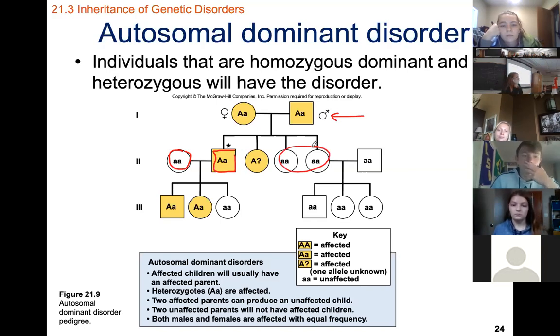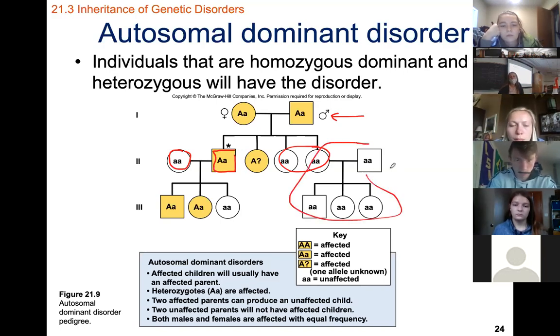Two unaffected parents will not have affected children. So we see that right here. There's no possible way for anybody in that branch of the tree to have the genotype or the phenotype because there's no dominant allele to pass on. Both males and females are affected equally with this one because we're not worried about gender.